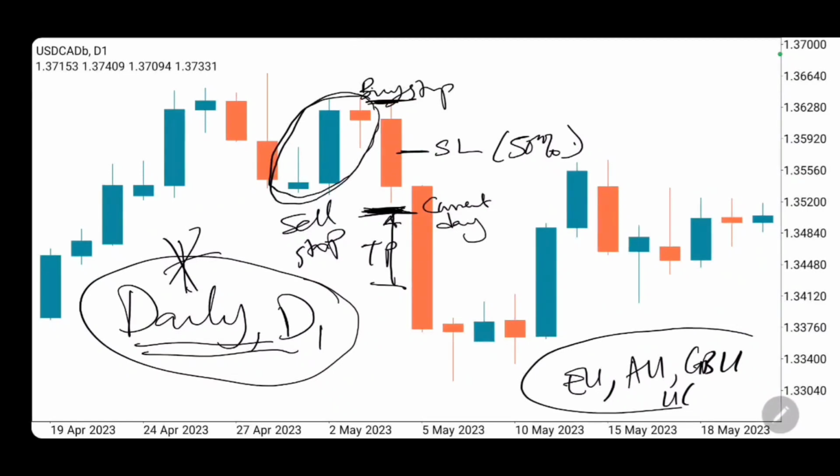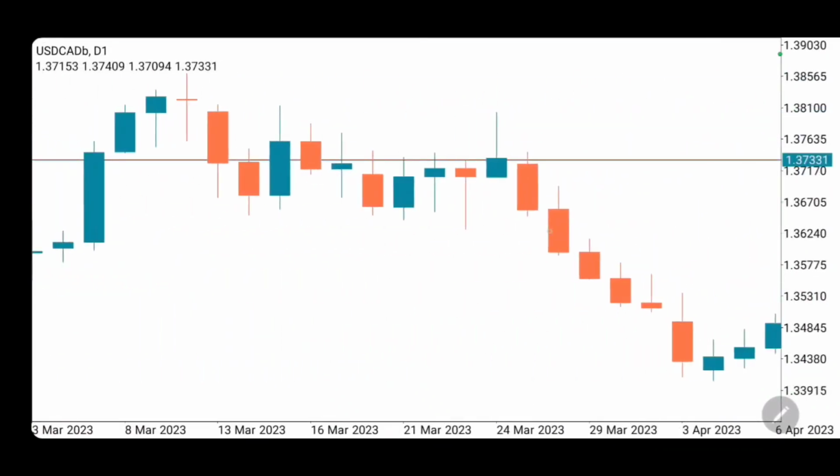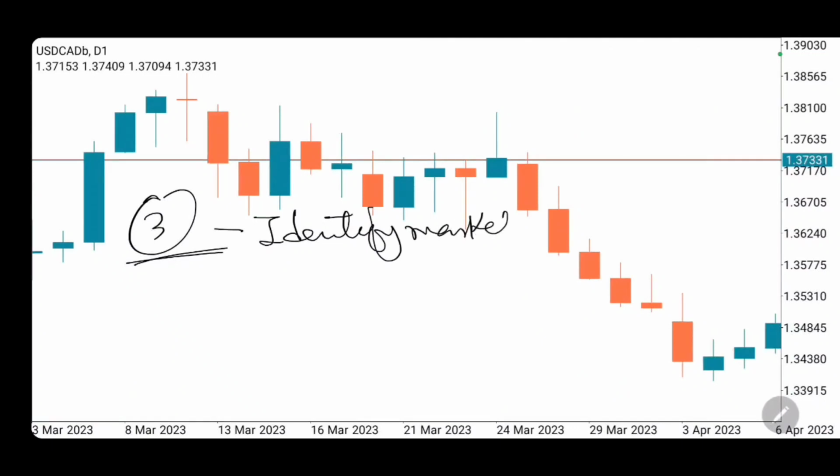All right, now I want to show you the third way, which is a more advanced way of trading this previous day's candle strategy. The third method: the first thing you need to do is identify the market trend as usual. Second thing you need to do, you wait. It's similar to the second strategy.